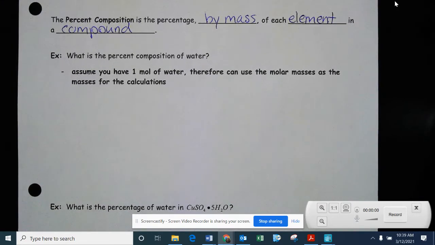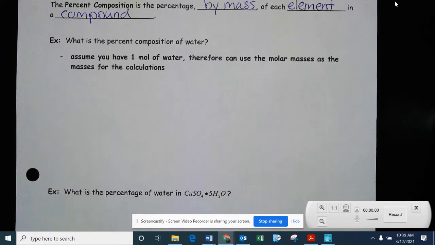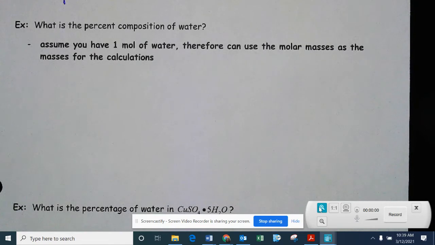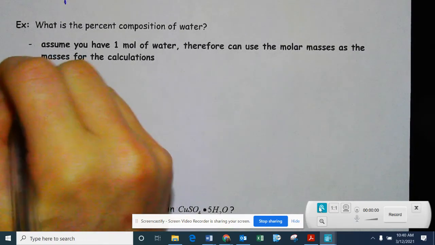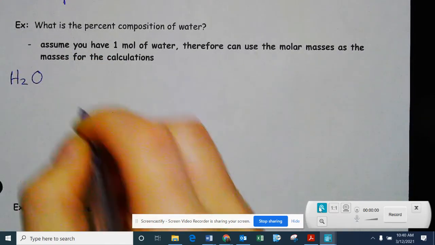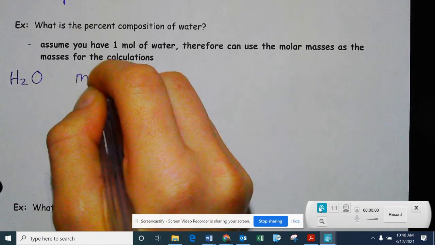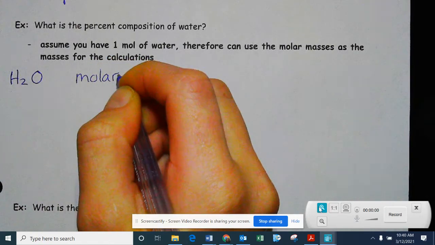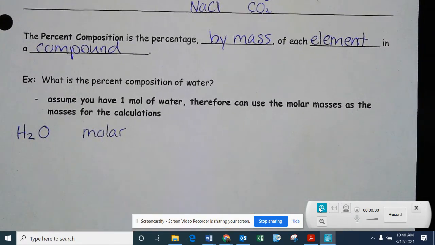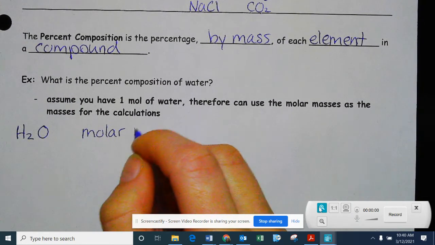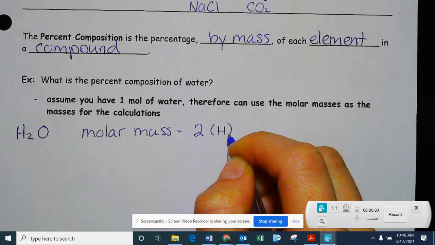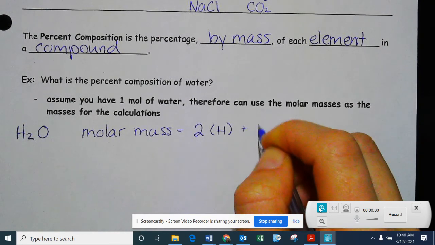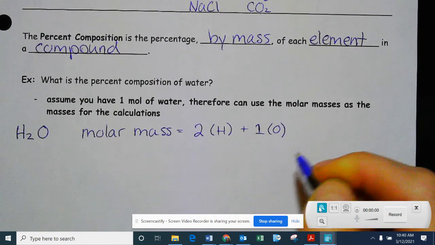All right, so percent composition of water we're going to start off with. We're going to assume that we've got 1 mole of water, so we're just going to use the molar masses for our calculation. Again, water is H2O. So what we're doing is finding the molar mass of water. We've got 2 times whatever the hydrogen's mass is plus 1 times whatever the oxygen's molar mass is.